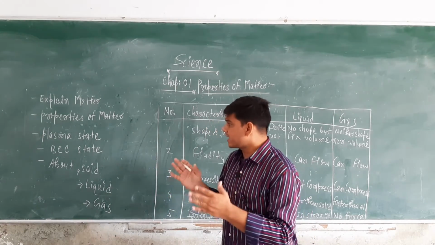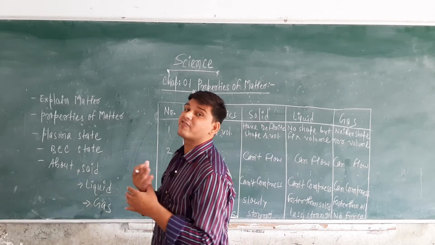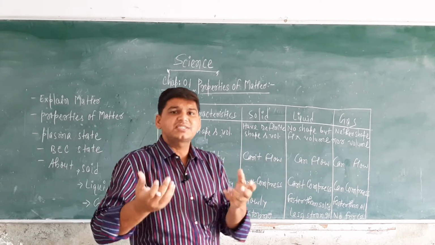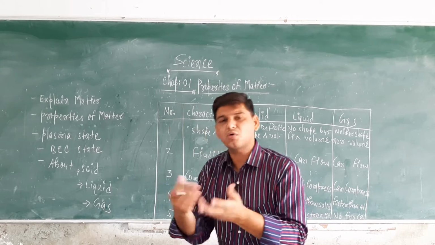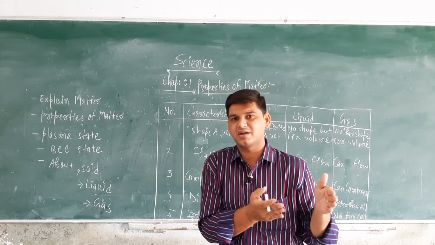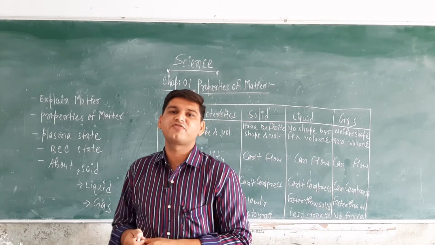Now, what is the color of plasma? It depends on the gas, which type of gas we are using. According to that, the color of plasma can change, like a neon bulb having a different color and a fluorescent tube having a different color.